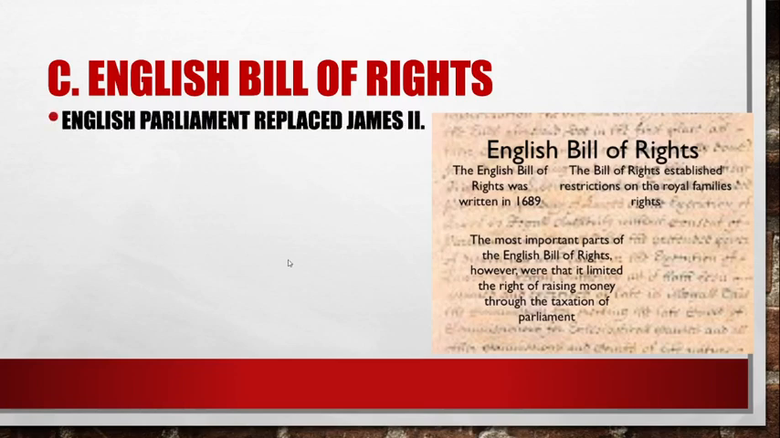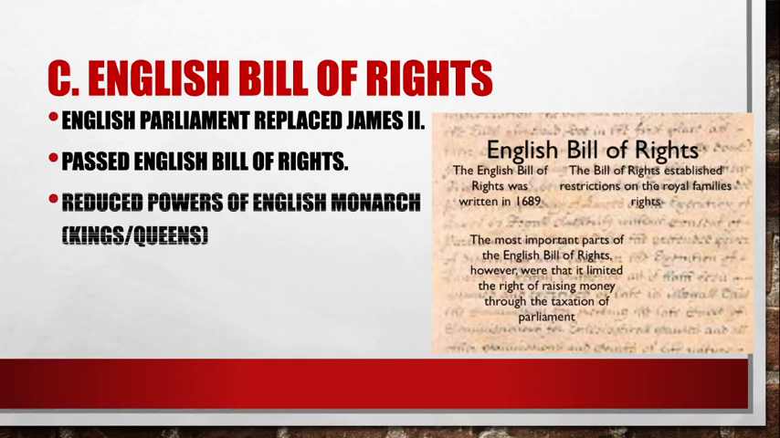So English Parliament, which Parliament's just like Congress, but a lot of European countries have parliaments. It's the same as a Congress, though. Will actually vote to replace King James II. And they will create this bill called the English Bill of Rights, or rights of the people made into law. And most importantly, it's going to reduce the powers of the English monarchs, kings or queens.